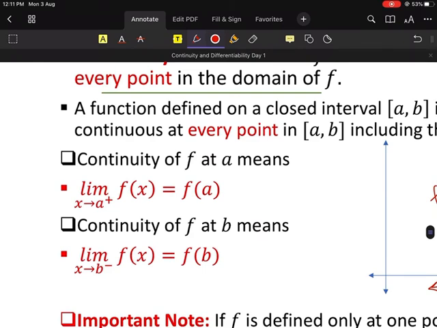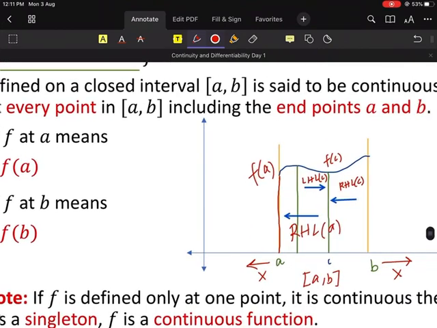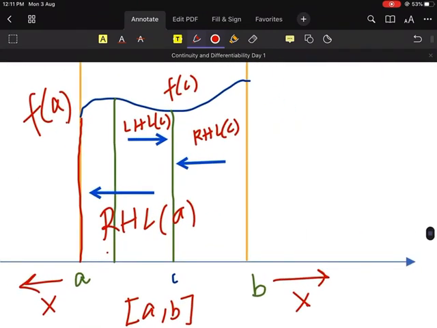So what I will do, at the end point, continuity of a function at A means the right hand limit and f(A). If these two are equal, I don't have to find the left hand limit. If these two are equal, then I can say that the function is continuous at A. So at the end point, if the right hand limit is equal to f(A), the function is continuous. Understood, everyone?